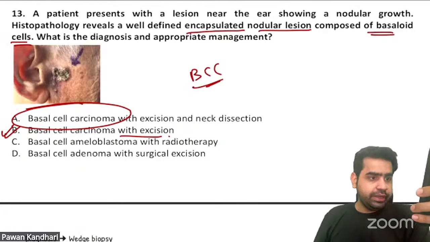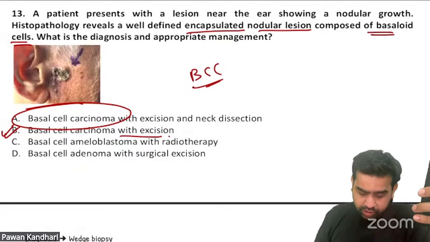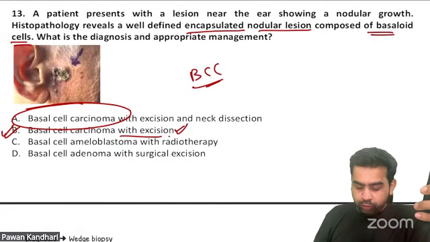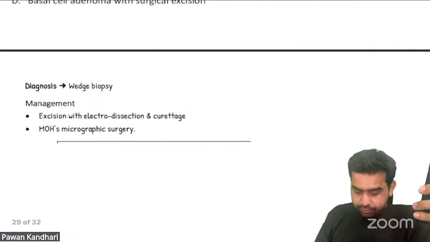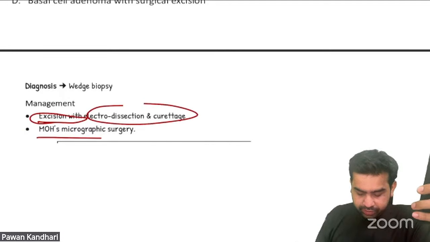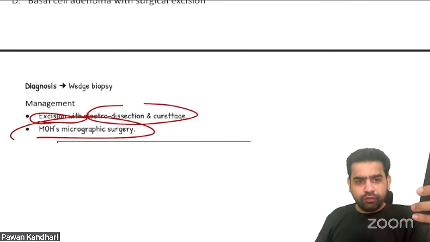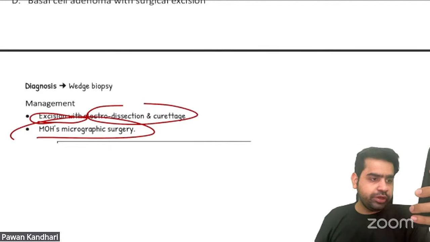Perfect. Okay, so the answer over here is basal cell carcinoma with the excision. That is the answer over here. And for the basal cell carcinoma, what you need to understand is excision. You have to excise the basal cell carcinoma. That is what you need to do.